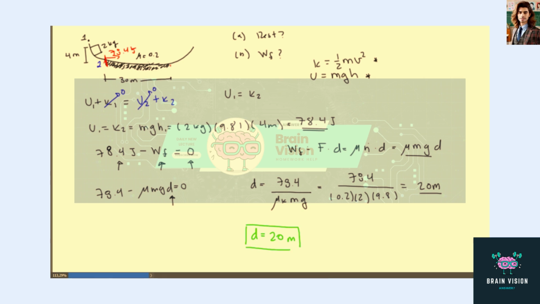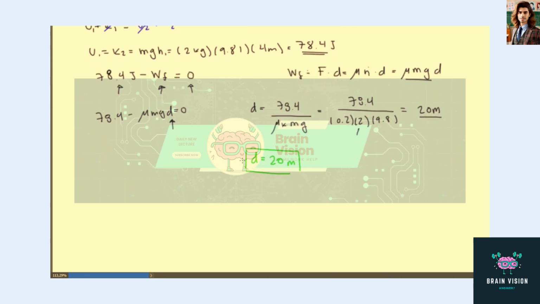So it stops around here. That was the first part. The second part, part B, asks what is the work done by friction. Since it enters with 78.4 joules of energy, the work done by friction must be minus 78.4 joules, because friction takes away all of the mechanical energy the system had for it to stop. So this is the work done by friction.